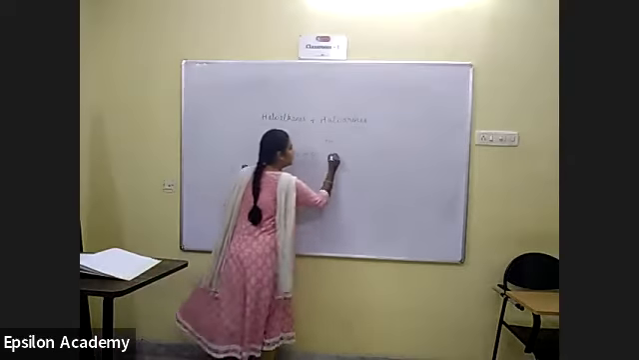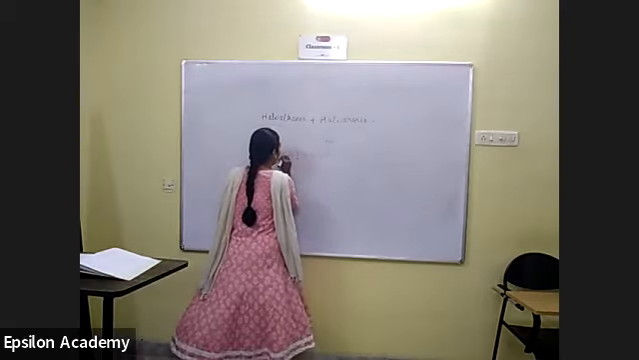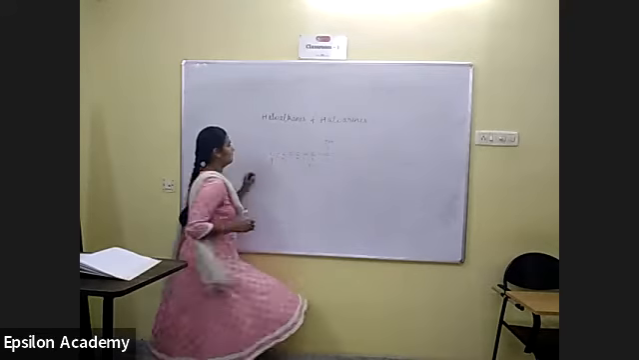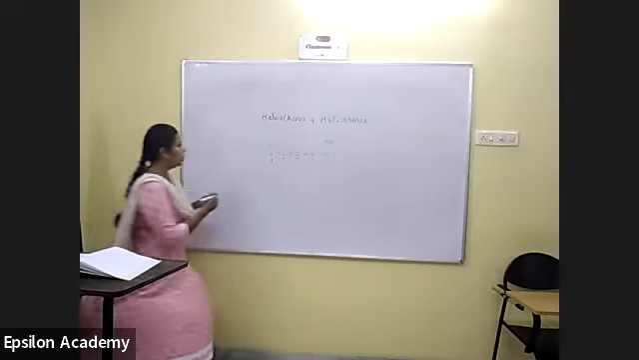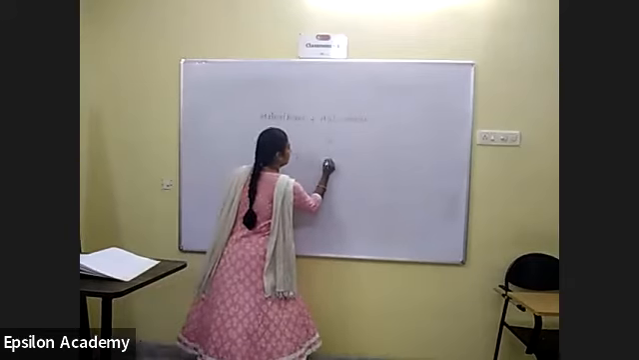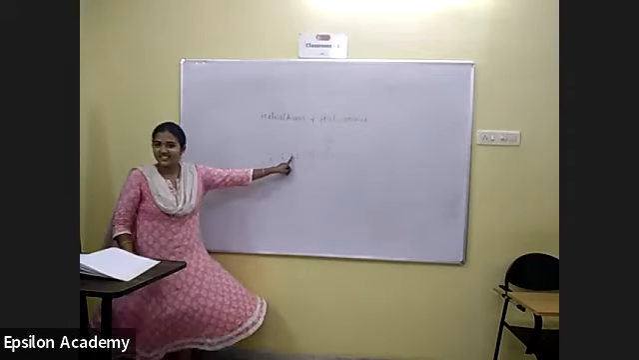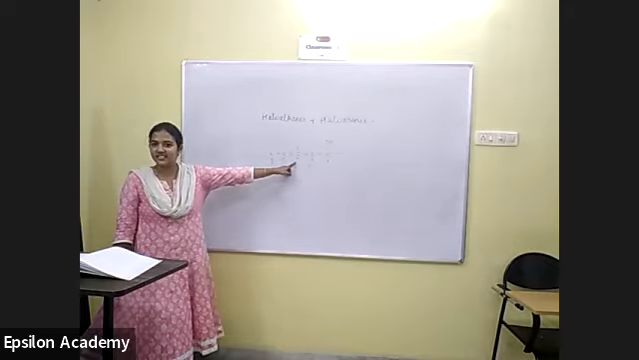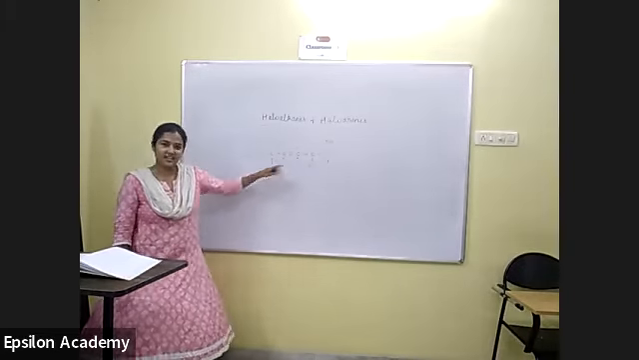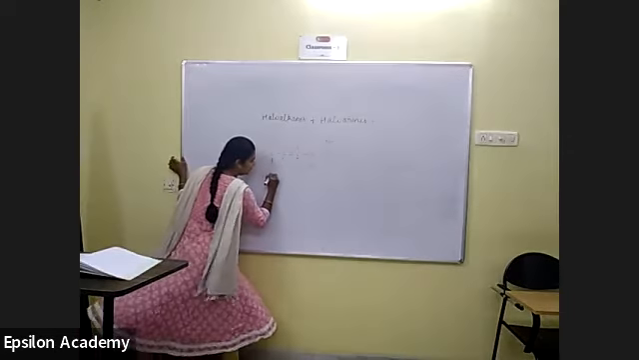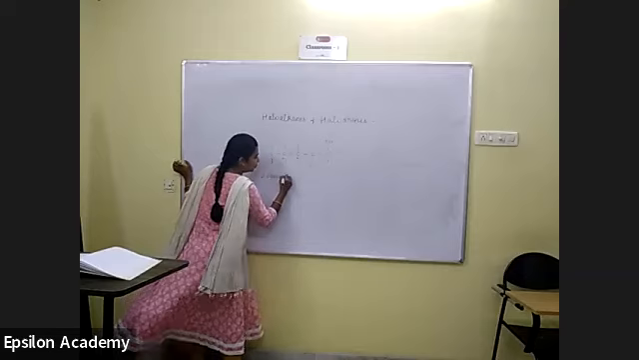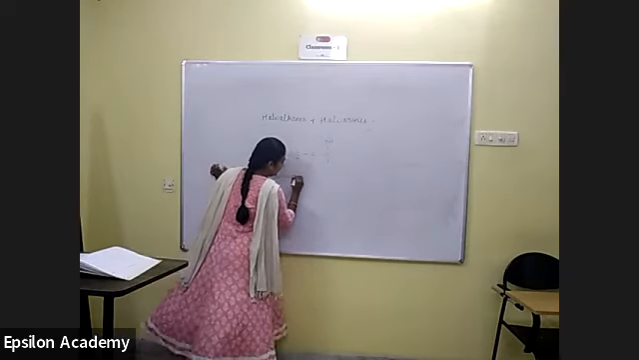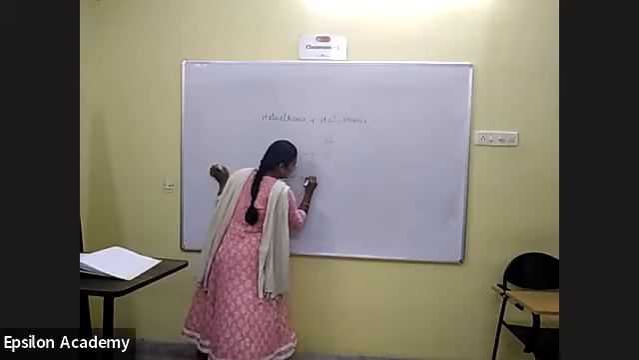Numbering 1, 2, 3, 4, 5. 2 fluoro. Pent-1-ene. Pent E. Double bond, what is here? Pent Z E. 2 fluoro. 2 fluoro. Pent E. Very good. Pent Z E. E.